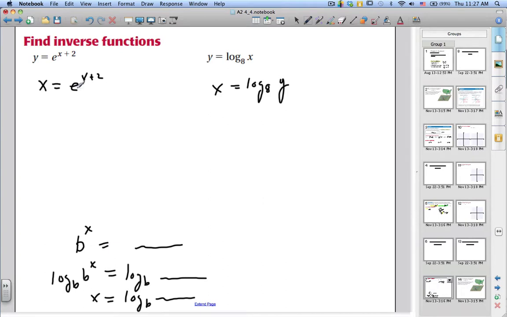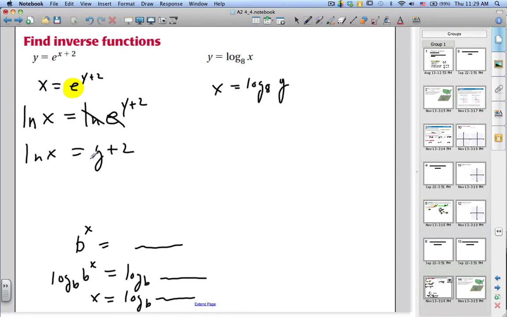So what base logarithm? It always has to match the base of the power. So this has a base of e. So if I want to get rid of a power with a base e, I'm going to use a logarithm with a base e. So base e is a natural logarithm. I'm going to introduce that to both sides of the equation. And I do that because this cancels that, and I'm left with y plus 2. Now if I subtract 2 from either side, the natural log of x minus 2 will be equal to y. And that's the inverse of this function.